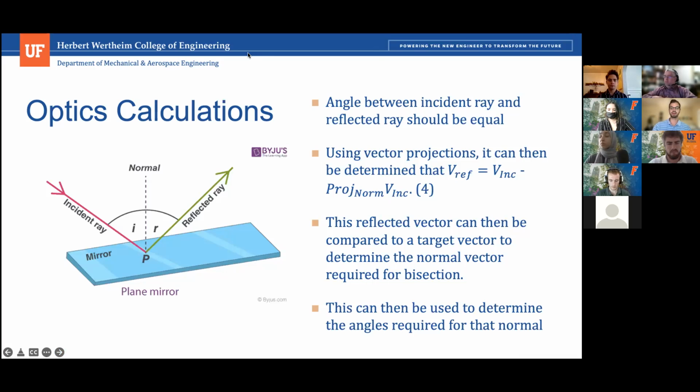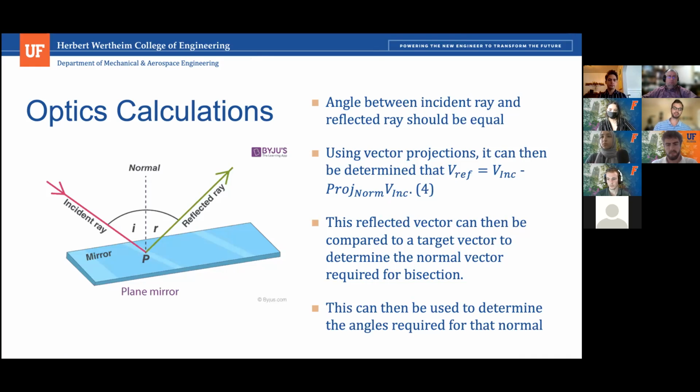And essentially we found that the angle between the incident ray, which would be the laser ray coming in straight down from the laser, and the angle to the reflected ray should be perfectly equal, meaning that the normal vector coming out of the center of the mirror should bisect those two rays. And we used some optical calculations here, some vector projections, and we were able to find where that ideal normal vector should be in space.